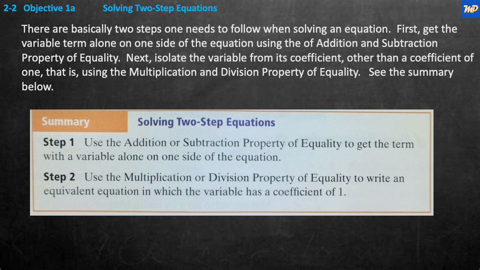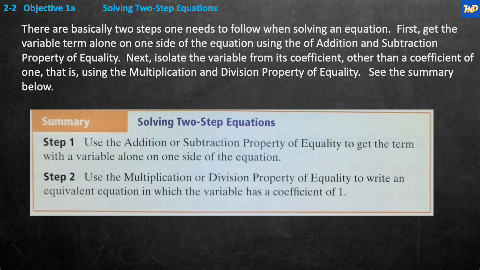Objective 1A. There's going to be multiple slides for this Objective 1. Solving two-step equations. There are basically two steps one needs to follow when solving an equation. The first step is to get the variable term alone on one side of the equation using the properties of addition and subtraction. Then you need to isolate the variable from its coefficient. That coefficient is anything other than 1, because you can never get rid of a coefficient of 1, but you have to be at that point. Coefficient of 1. Use the properties of multiplication and division.